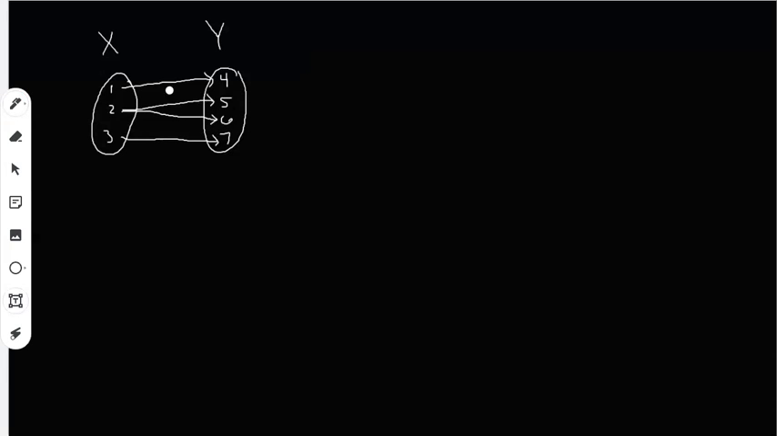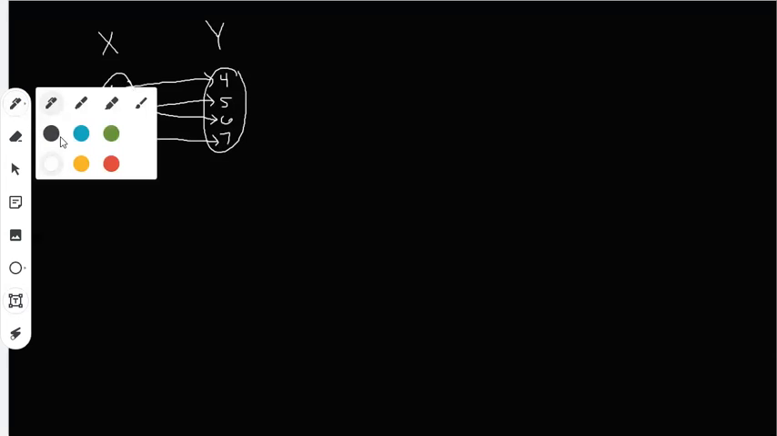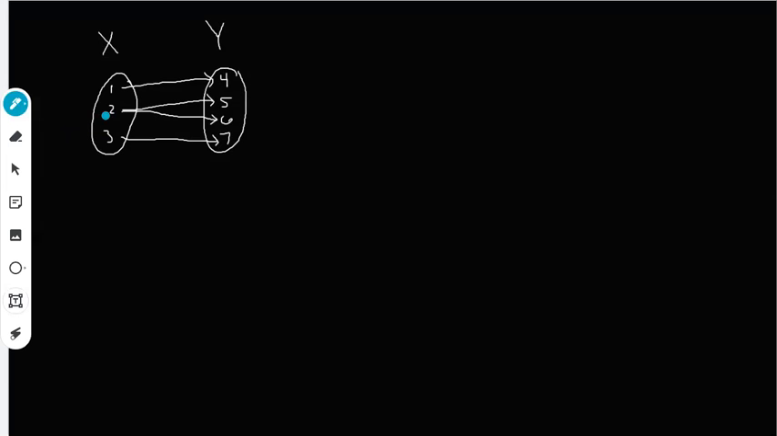So all the x values are going to be on the left side. All the y values are going to be on the right side. So what's going on here? Well, notice that 2 is being mapped to 5 and 6. So this is not a function. Not a function, right? Because your x value has more than one y value. 2 is being mapped to 5, right? But 2 is also being mapped to 6. So this is not a function.